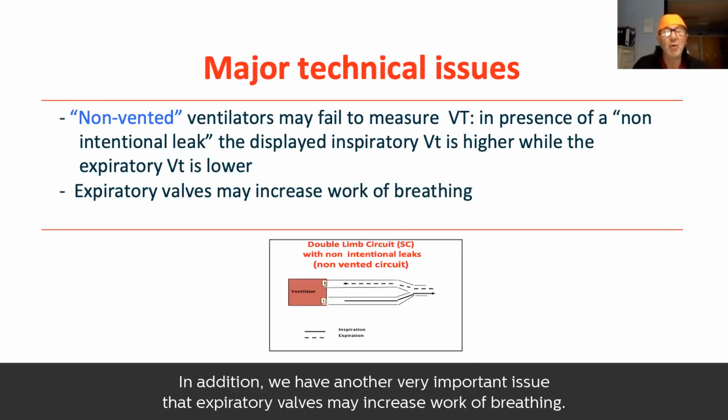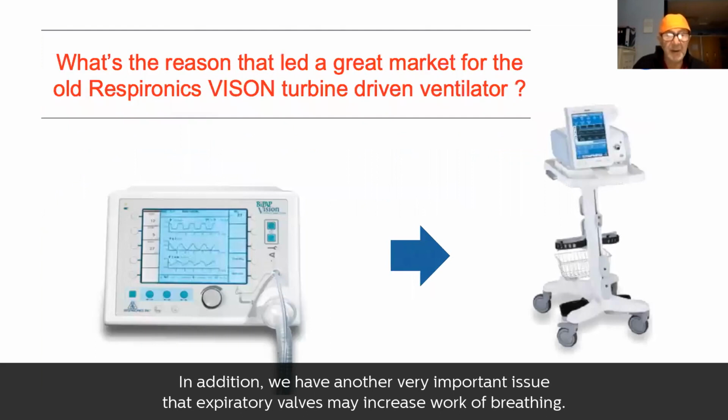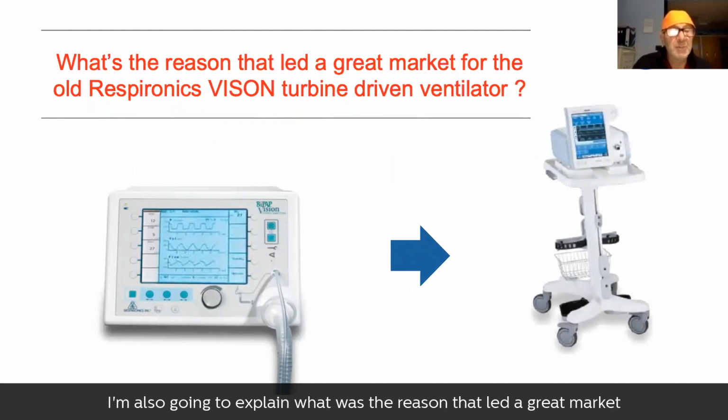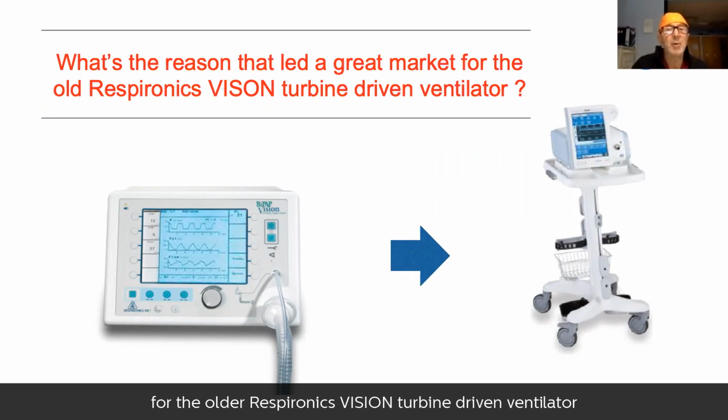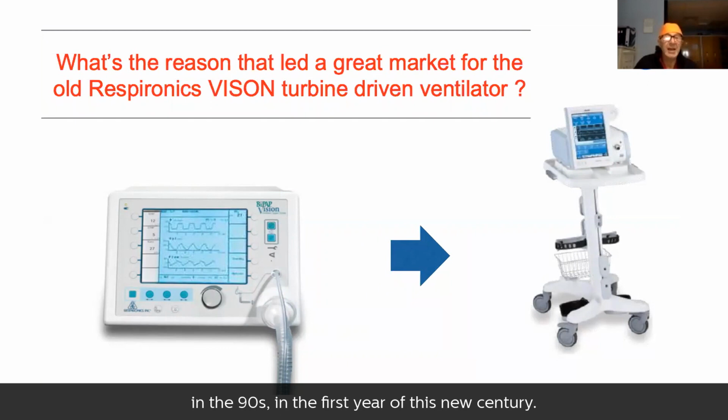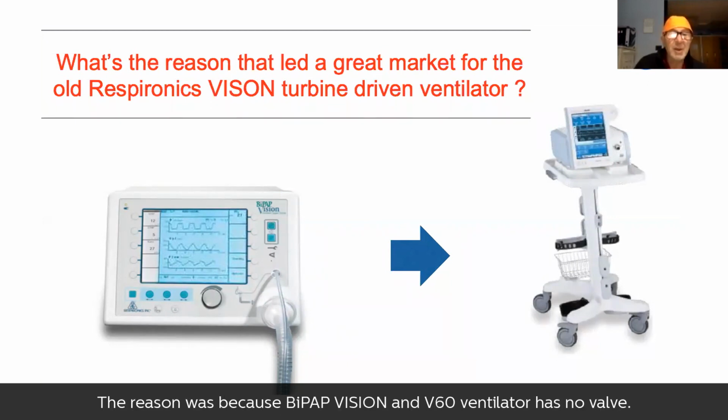In addition, we have another very important issue: expiratory valves may increase work of breathing. I'm also going to explain the reason that led to a great market for the old Respironics Vision turbine-driven ventilator in the 90s, in the first years of this new century. The reason was because the BiPAP Vision, as the V60 ventilator, has no valve.